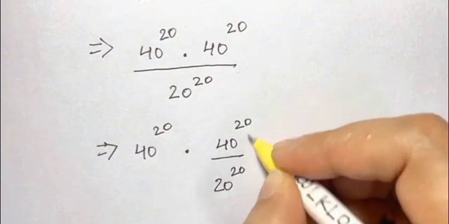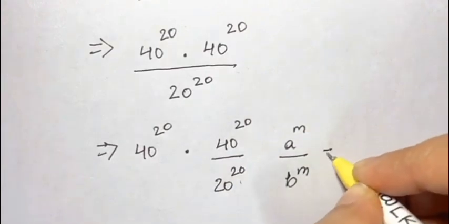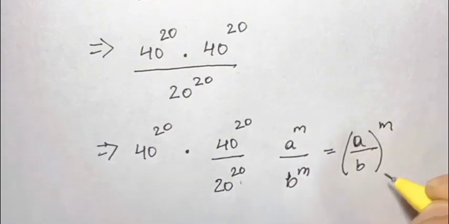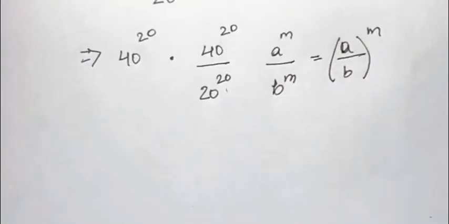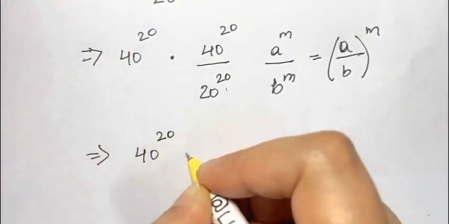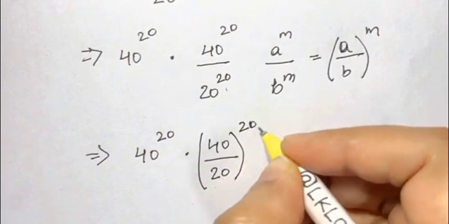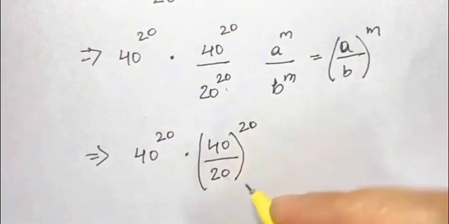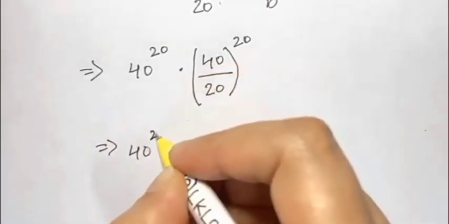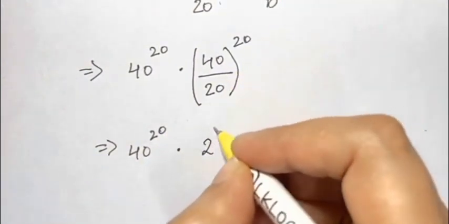Now we're going to use this, which is in terms of a to the power of m over b to the power of m. So we can club that. We'll have a over b whole to the power of m. So we're going to apply this here. So we get 40 to the power of 20 times 40 over 20 whole to the power of 20. Now 40 divided by 20 is 2. So we're going to write that 40 raised to 20 times 40 divided by 20 is 2 to the power of 20.